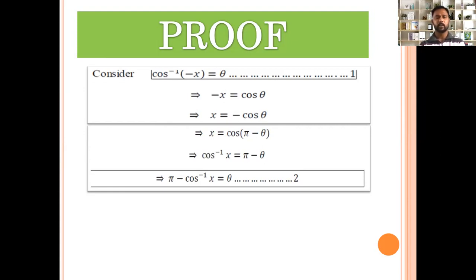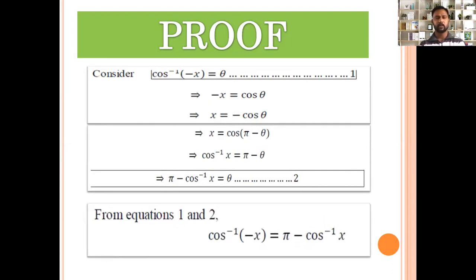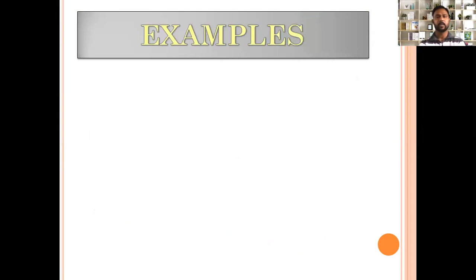Equation number 2. Look at equation number 1 and equation number 2 with equal RHS. The right sides are theta, so comparing the left sides, we get cos inverse of minus x is pi minus cos inverse x. In the very same way, we can prove that sec inverse of minus x is pi minus sec inverse x and cot inverse of minus x is pi minus cot inverse x. Let us go for some examples.